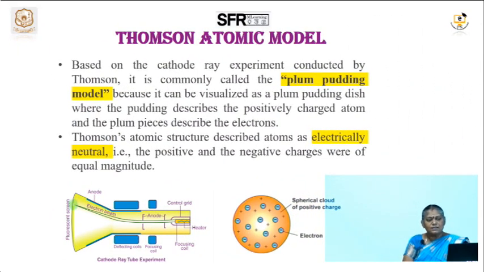It is based on the cathode ray experiment conducted by Thomson. It is commonly called the plum pudding model because it can be visualized as a plum pudding dish where the pudding describes the positively charged atom and the plum pieces describe the electrons. Thomson's atomic structure described the atom as electrically neutral, that is, the positive and the negative charges were of equal magnitude.